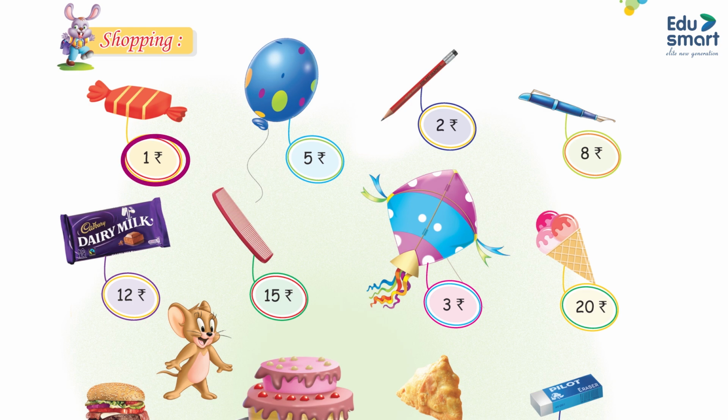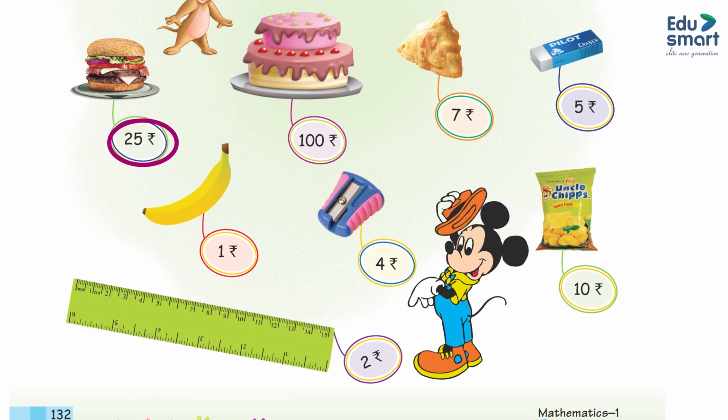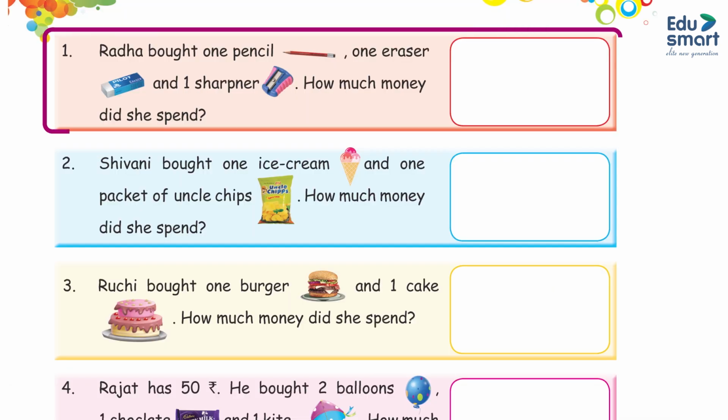Shopping: 1 rupee, 5 rupees, 2 rupees, 8 rupees, 12 rupees, 15 rupees, 3 rupees, 20 rupees, 25 rupees, 100 rupees, 7 rupees, 5 rupees, 1 rupee, 4 rupees, 2 rupees, 10 rupees. 1. Radha bought 1 pencil, 1 eraser and 1 sharpener. How much money did she spend?